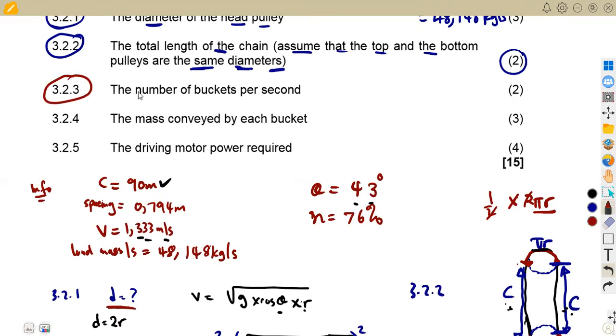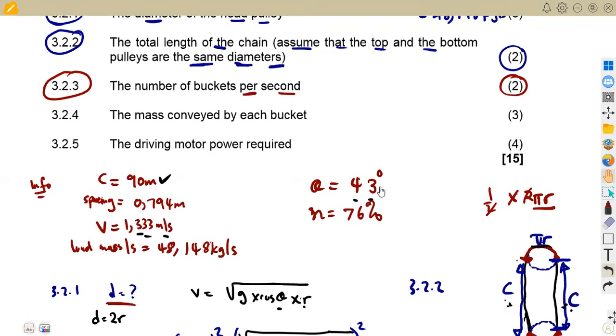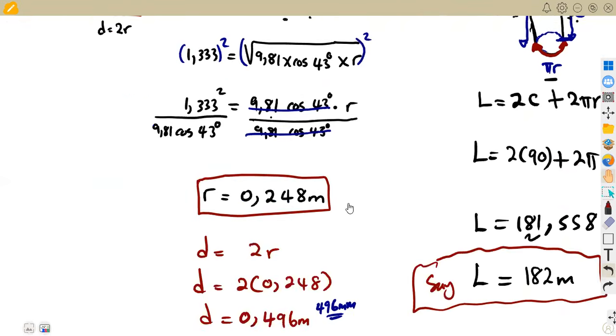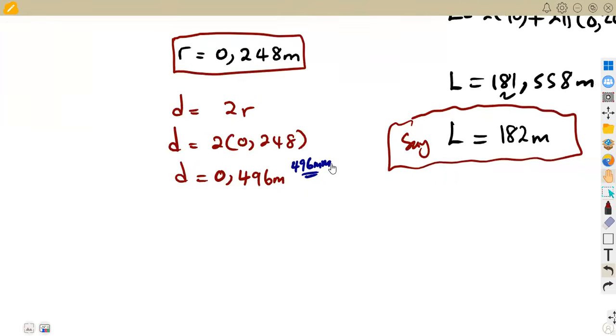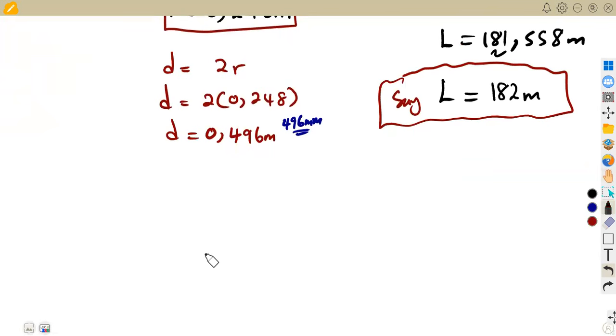Then 3.23, they're asking us to calculate the number of buckets per second. 2 marks for that. Which formula is it that we use to calculate the number of buckets? We need the chain speed. On that part, we're going to need the chain speed and the spacing. All right, so that's 3.23, the number of buckets per second in this case.